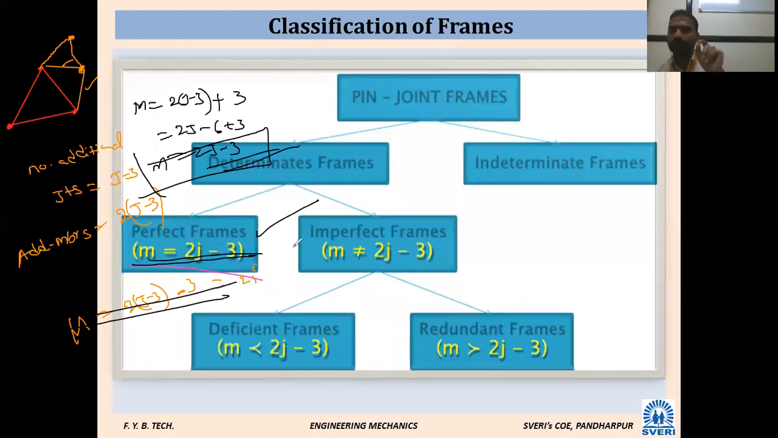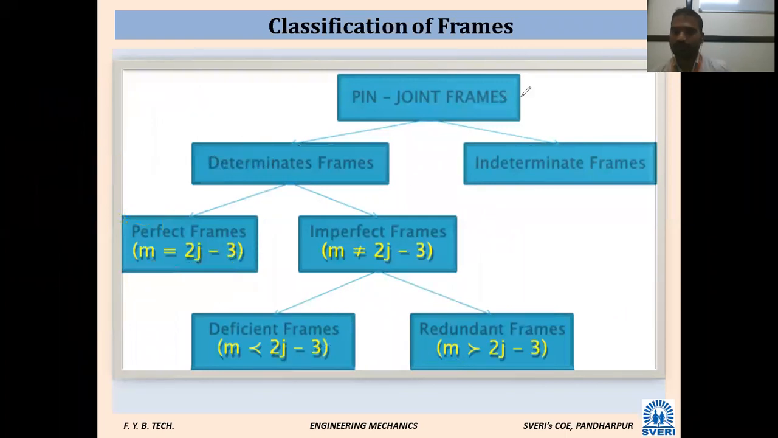If the frame satisfies m is equal to 2j minus 3, then that frame is called a perfect frame. If it is not, then it is called a redundant frame or imperfect frame. In this case also, if m is more than 2j minus 3, then it is a redundant frame. If m is less than 2j minus 3, then it is called a deficient frame. So we had reached this point in the last class, right?